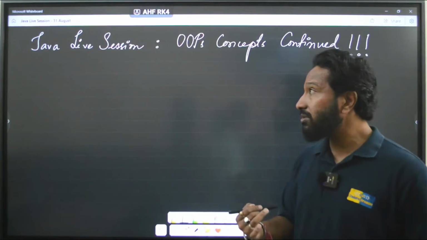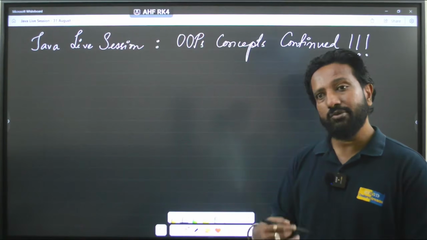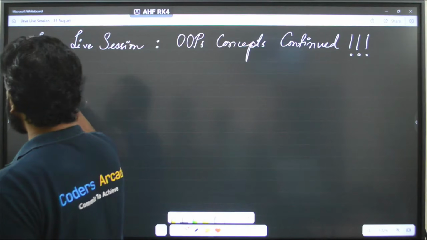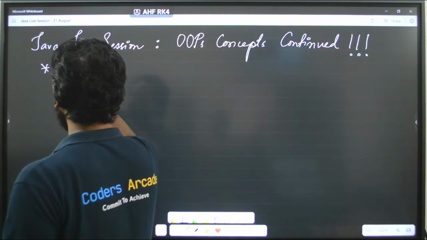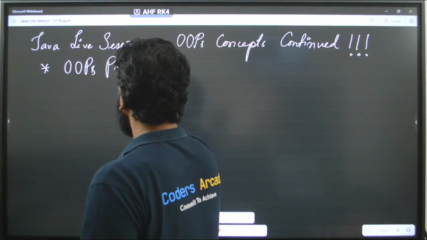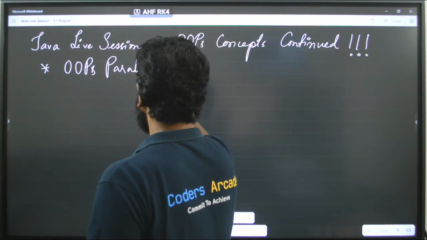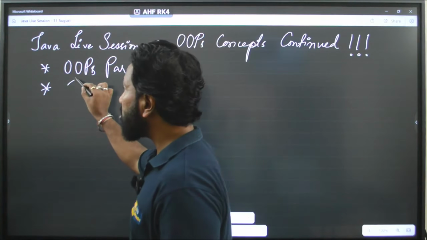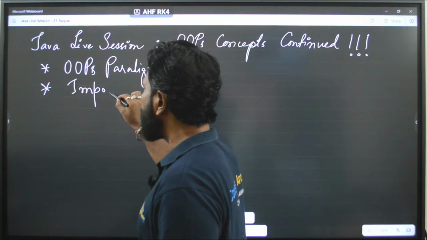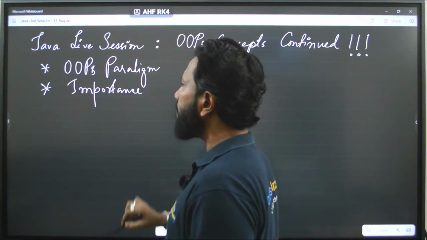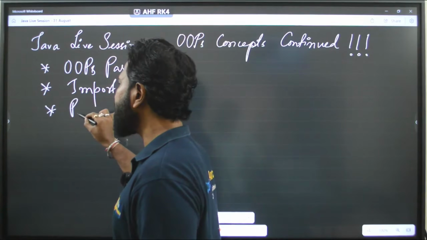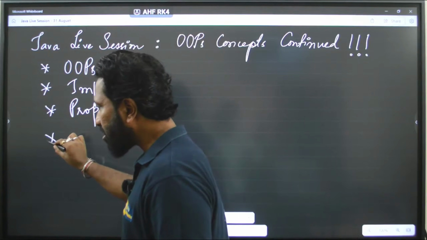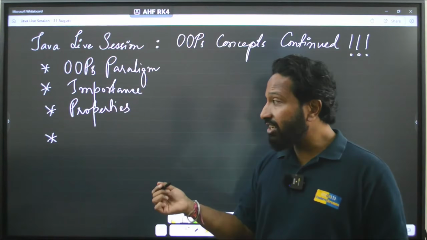Anyone who is new, I will give you a recap of what we have already learned. We covered the OOPS paradigm, then we understood the importance of OOPS concepts, and then we saw the properties that we had.